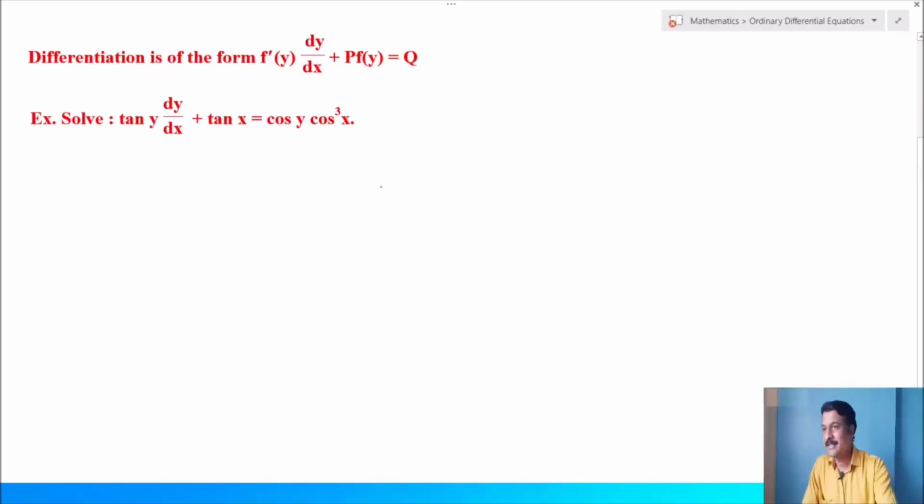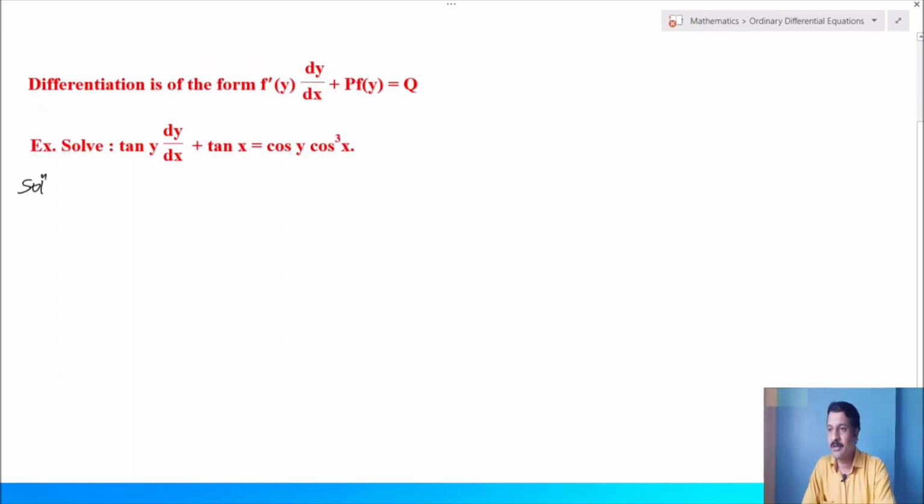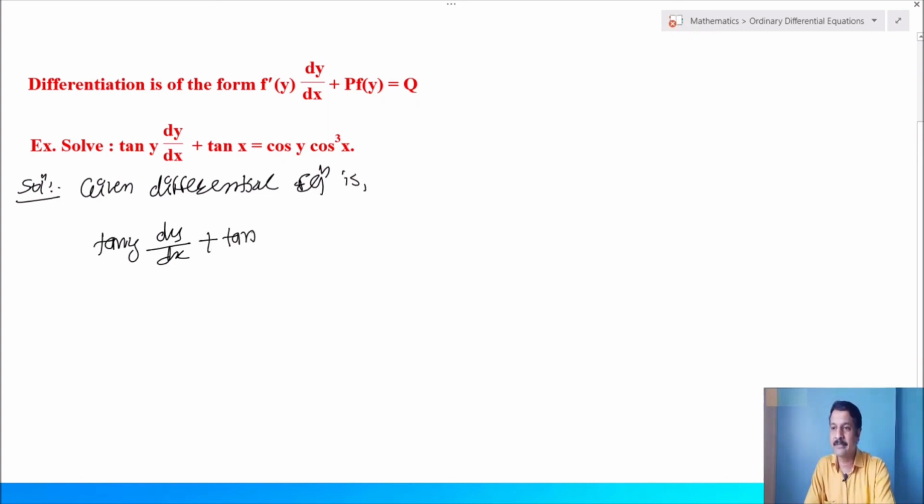Now consider an example of type 2, that means reducible to linear differential equation type 2. That form is f dash of y dy by dx plus p into f of y equal to q. So solve tan y dy by dx plus tan x equal to cos y cos cube x. Solution: the given differential equation is, so what is the differential equation here? Tan y dy by dx plus tan x equal to cos y cos cube x.